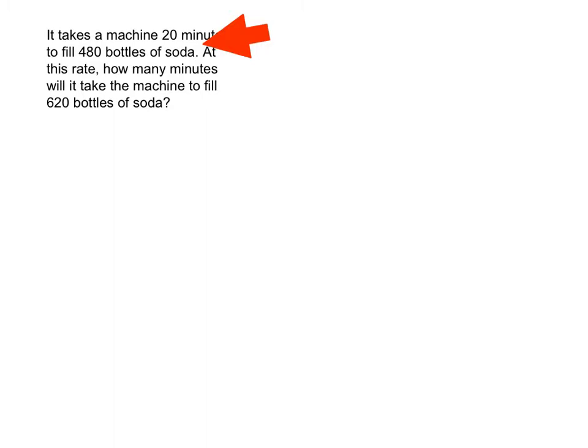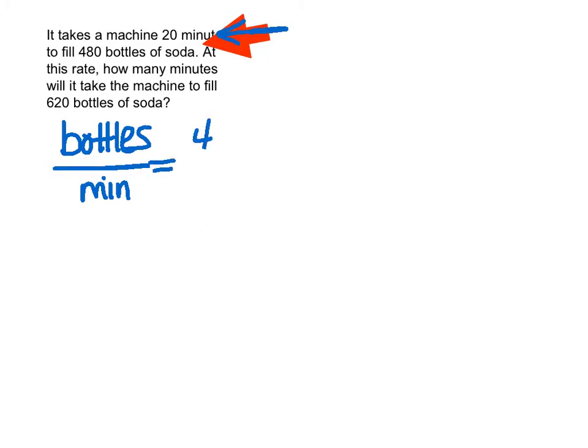So we want to write that we're dealing with bottles per minute. And if we're dealing with bottles per minute, then we can take that piece of information and say that they gave us 480 bottles in 20 minutes. All right, and now we're going to make it a proportion.